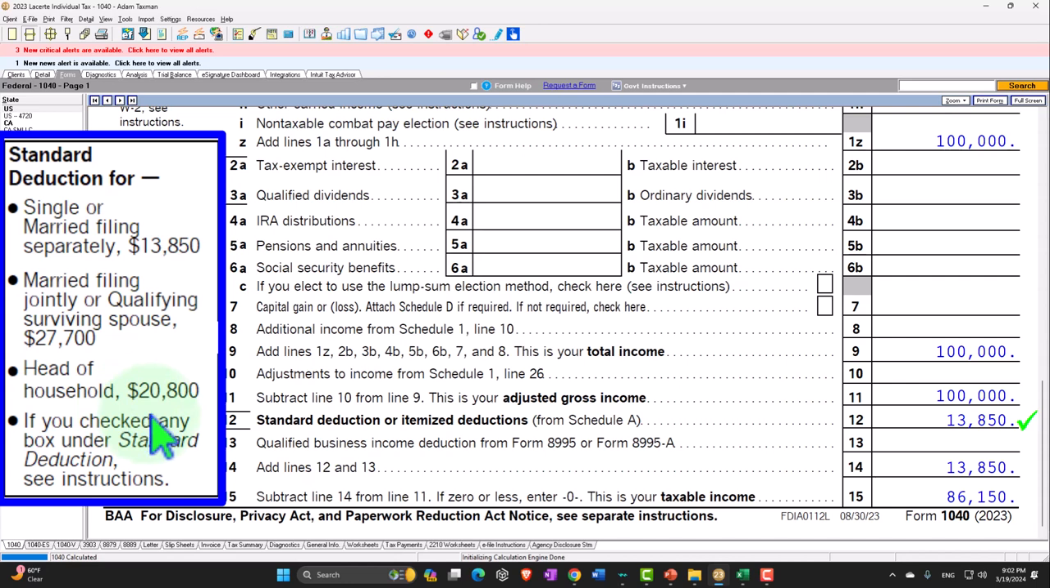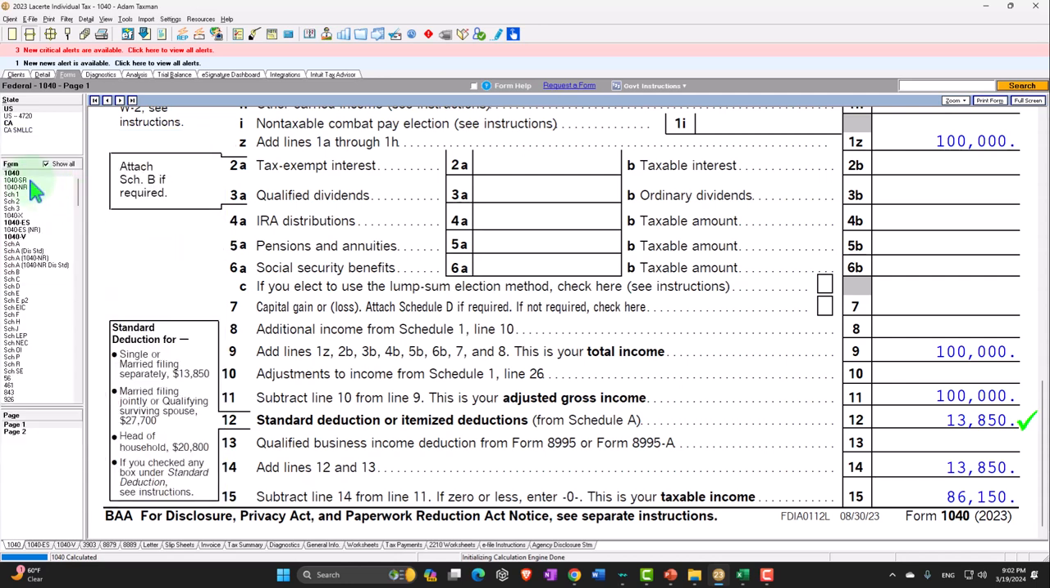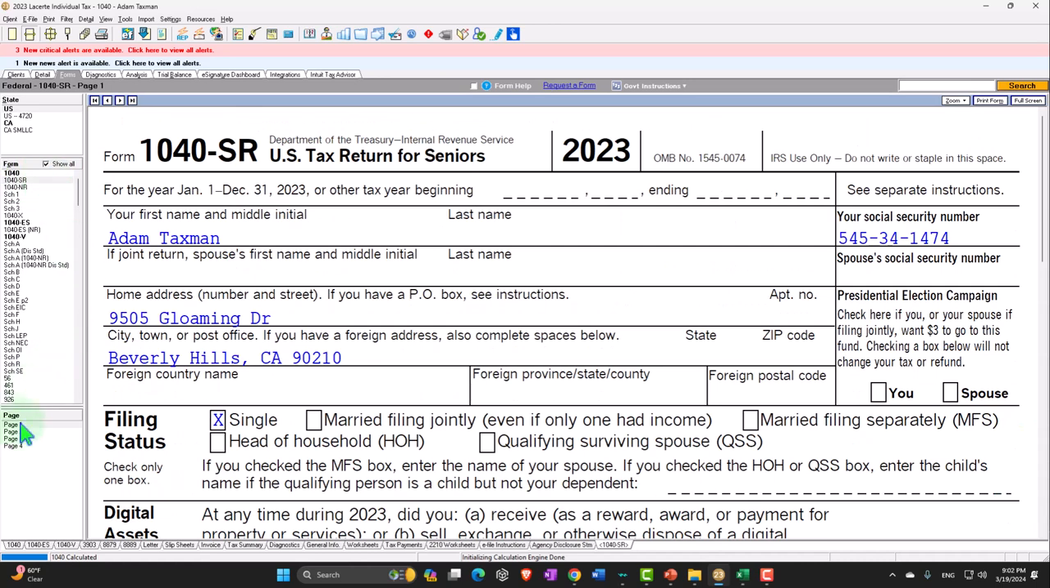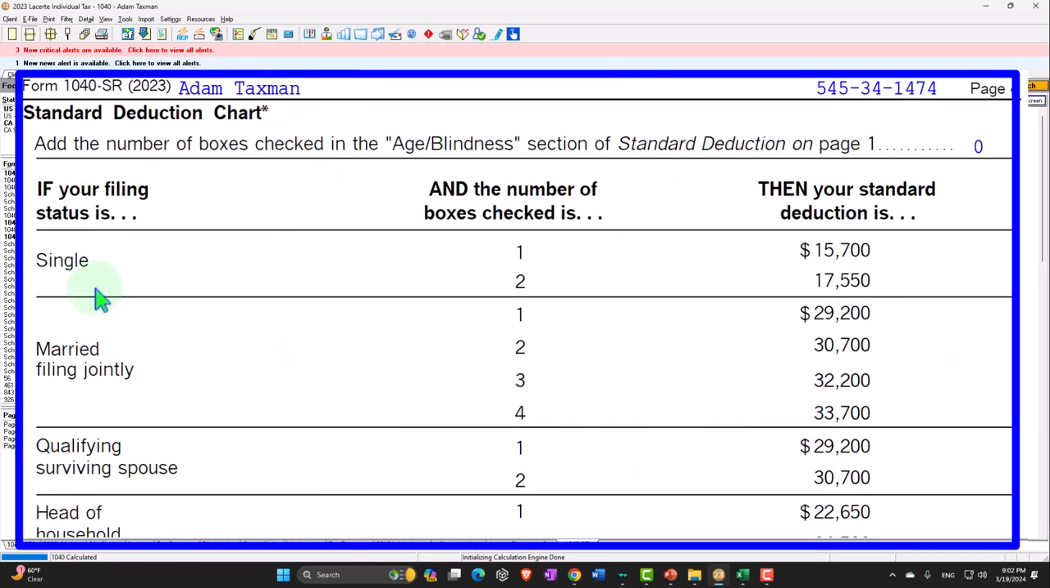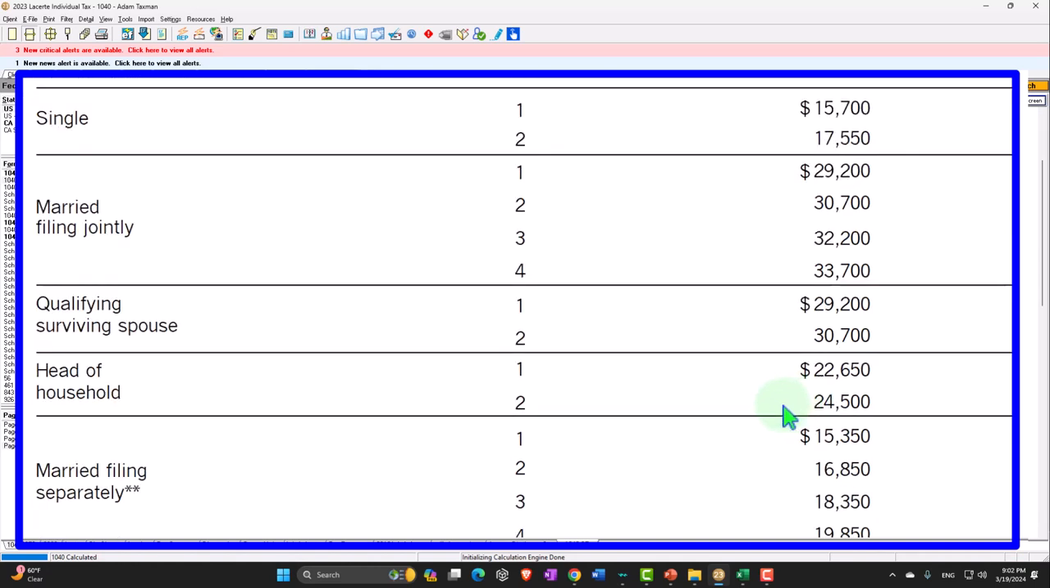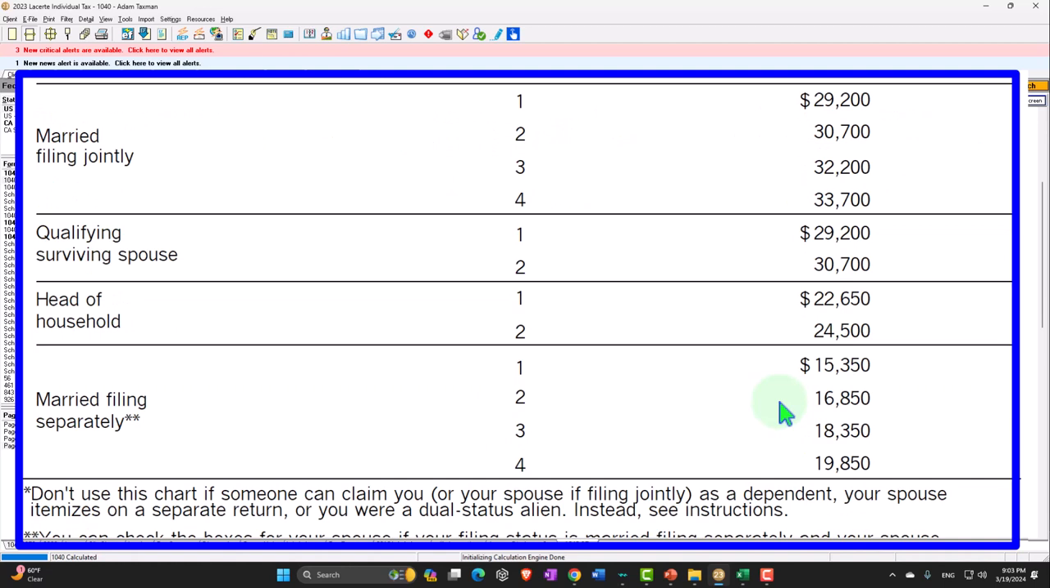Now, if people are over the age limit of 65 and or blind, then you could see those standard deductions on the 1040-SR page 4. If single and they are either over the age limit or blind, then the standard deduction, if one of the two, is 15,700, and then up to 17,550. If married, you can have two people who can be over the age limit or blind, so you have four different increases in the standard deduction. Then we have the qualifying surviving spouse, the head of household, and so on.